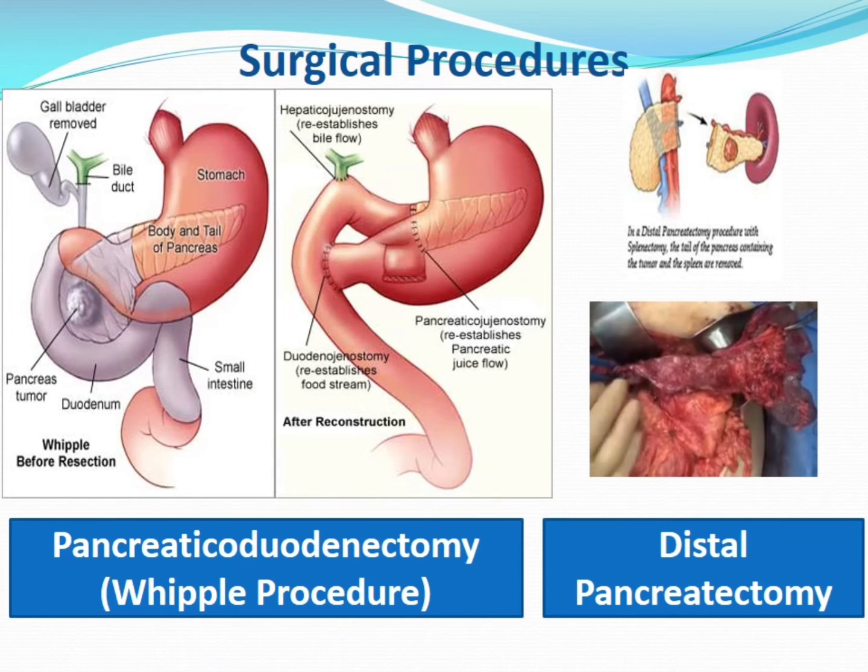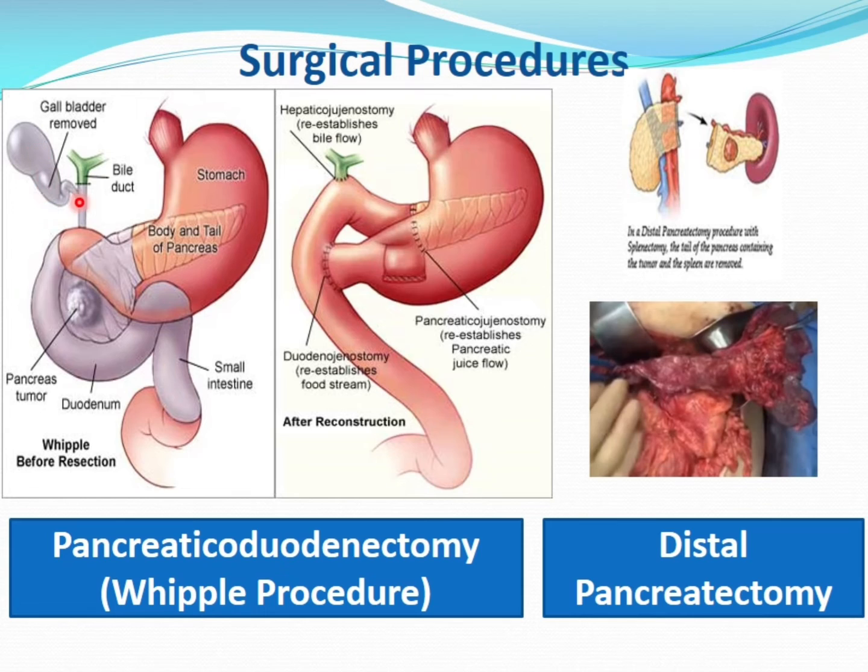Surgical procedures for pancreatic cancer. The commonly used procedures are pancreaticoduodenectomy and distal pancreatectomy. Pancreaticoduodenectomy is done for tumors in the head of the pancreas. Here is an illustration showing the pancreaticoduodenectomy for a tumor in the head of the pancreas. Here we see the parts that will be resected. It includes the duodenum, the head of the pancreas till the neck of the pancreas, the first part of the jejunum, the lower end of the bile duct, and the gallbladder.